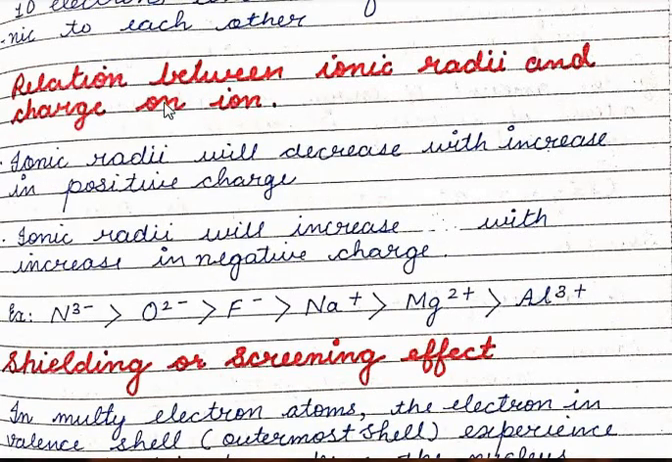Now we will discuss the relation between ionic radii and charge on ion. Ionic radii will decrease with increase in positive charge, and ionic radii will increase with increase in negative charge. Therefore, the size of N3 minus is greater than O2 minus, is greater than F minus, is greater than Na plus, is greater than Mg2 plus, and is greater than Al3 plus.